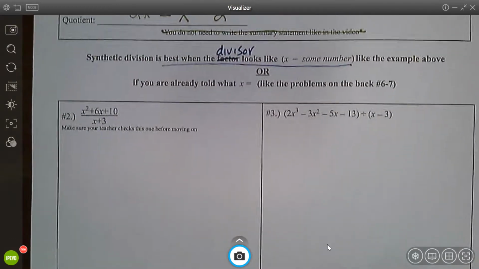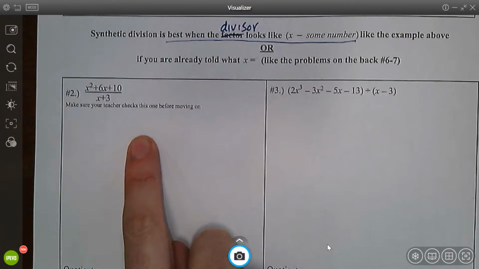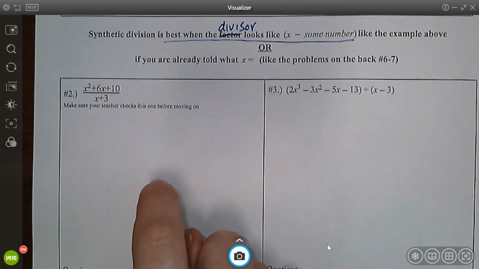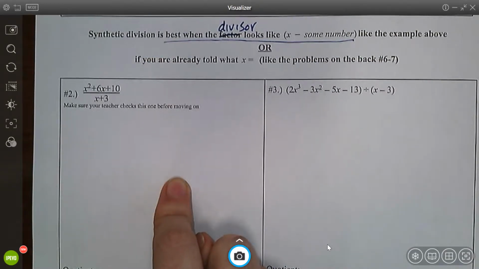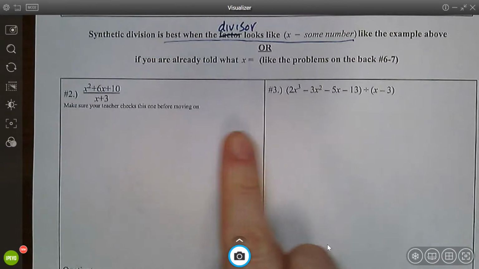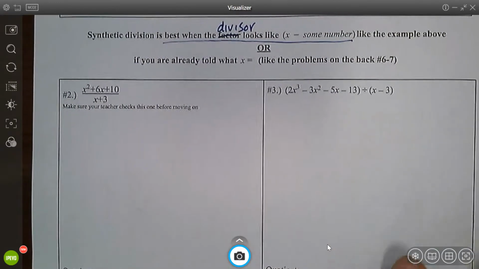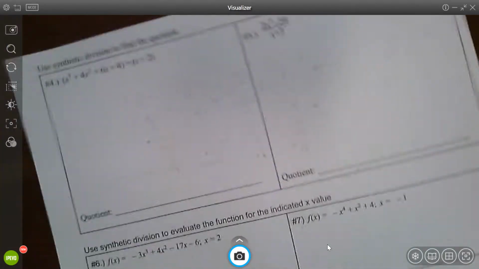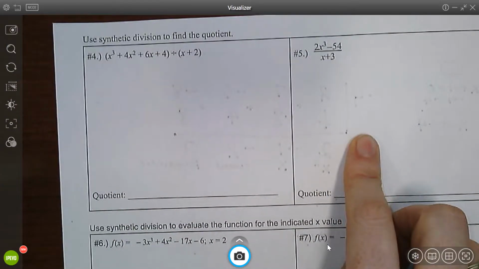Okay, good. So you're going to practice number 2, and it says make sure your teacher checks this before moving on. Please make sure one of us checks this because we don't want you to make an error and then continue to make the error in the other problems. So you're going to do that by yourself. We're going to check it. You're going to move on to 3, 4, and 5.